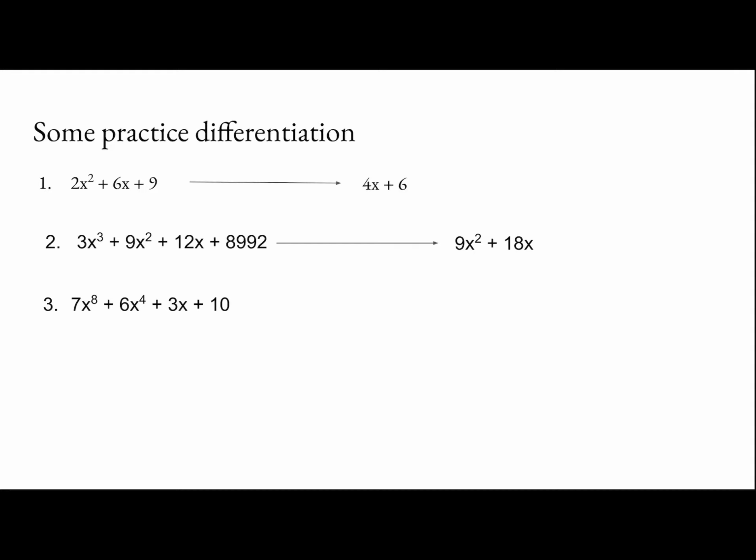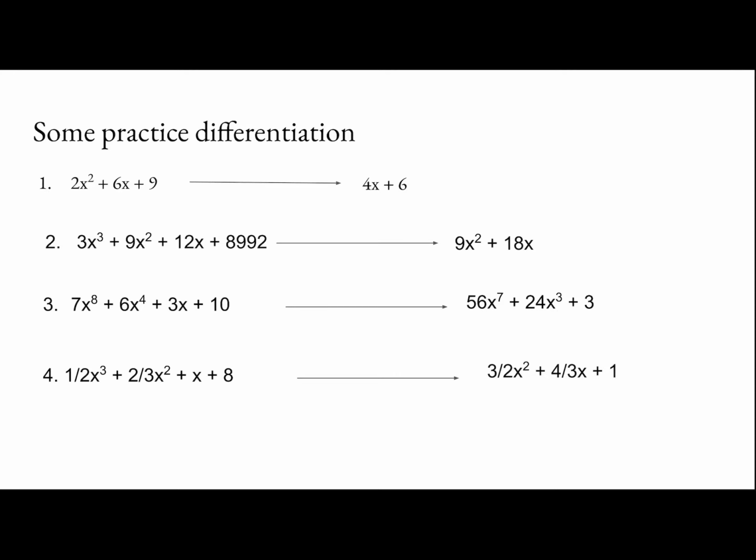Number 3: 7x to the power of 8 plus 6x to the power of 4 plus 3x plus 10. And that differentiates to 56x to the power of 7 plus 24x to the power of 3 plus 3. Number 4, a half of x cubed plus 2 over 3 x squared plus x plus 8. So in this case, you just do the exact same thing. So 1/2 times the 3 will be 3 over 2, and you just take the power down. So basically, if we differentiate, that will become 3 over 2 x squared plus 4 over 3 x plus 1.